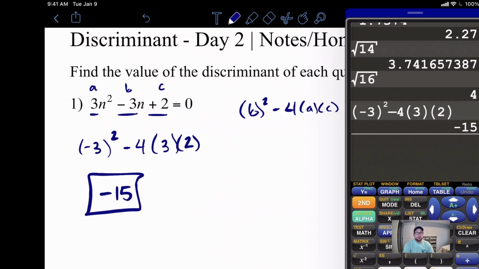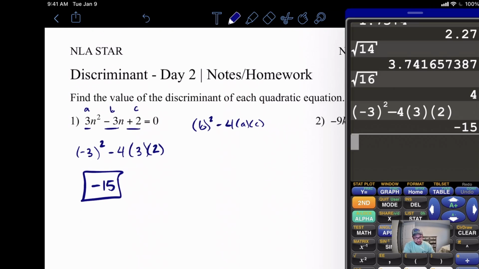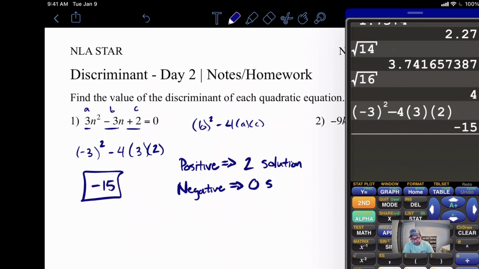Now, yesterday, we were focused on simply finding what the discriminant was. Today, we're going to be focused a little bit more on what the discriminant means. So, the discriminant can mean 3 different things for you. The first thing, if the discriminant is positive, right? So this is not a positive one. Maybe we have a negative number. If our discriminant is positive, that means that we are going to have 2 solutions. If our discriminant is negative, which this one is, that means we're going to have 0 solutions. Sometimes we say no solution too.